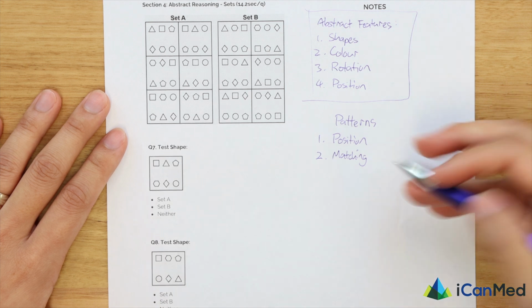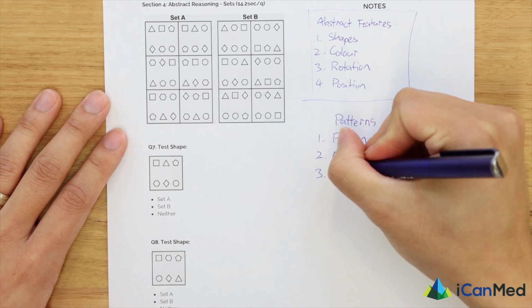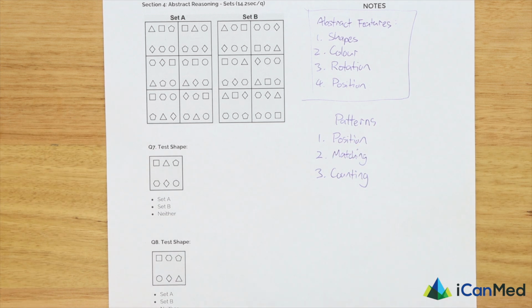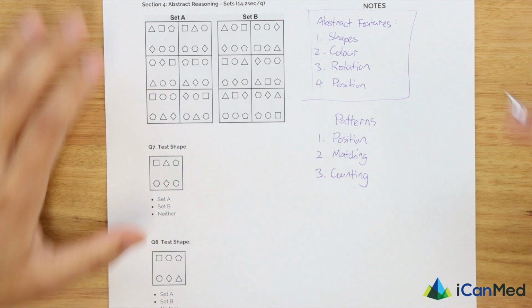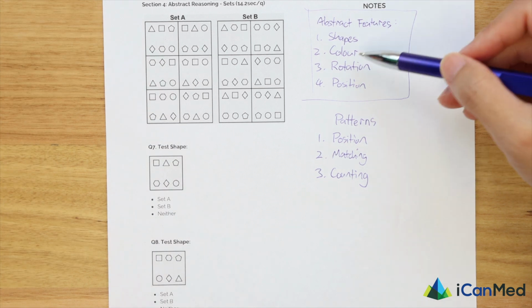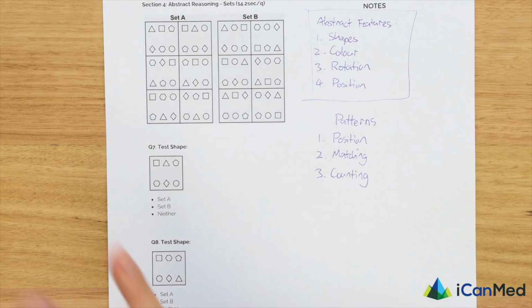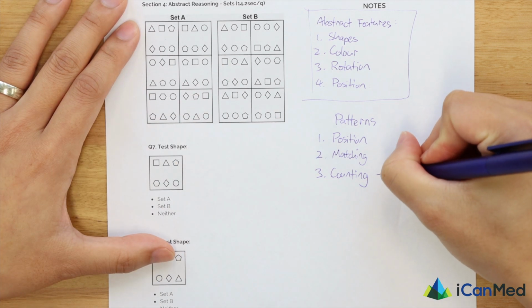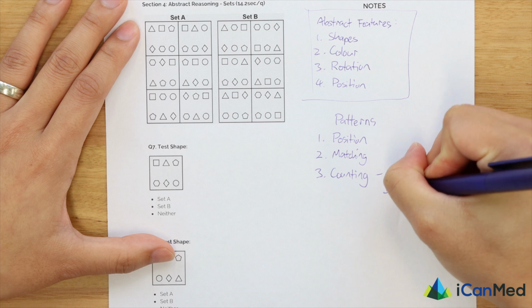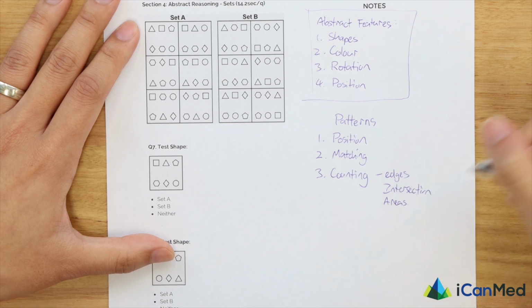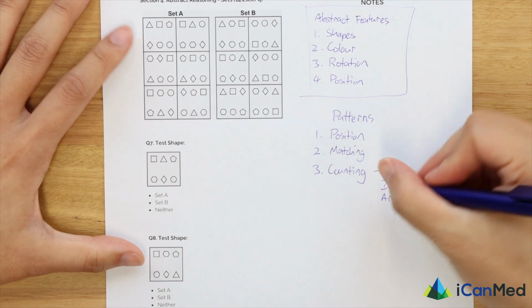Now the third pattern is a counting pattern. Your counting pattern is anything possible that you can count. So what are the things you can count? You can count shapes, yes. You can count different colors. You can't really count rotation or position though, but you can count shapes and color. Now there are other features you can count as well. If you break it down, you can also count things like edges, intersections. You can count areas as well. So anything that you see that you can count, you can count. You can count corners.